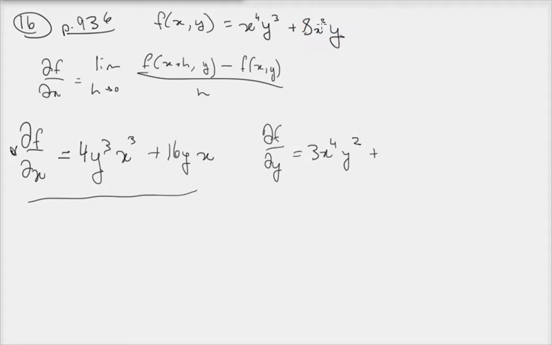And when we have a constant times a variable to the first power, we just take the constant when we're taking the derivative. So that 8x squared y just becomes an 8x squared. And so that is del f del y. And that's basically how we go about taking partial derivatives.